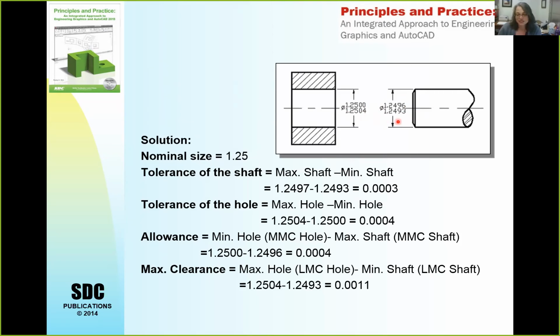So the shaft, we'll talk about that in a minute. Now the tolerance for the hole is the maximum hole minus minimum hole, which is 1.2504 minus 1.2500, or 0.004. To be aware, there is a typographical error right here on our slide. It should be 1.2496.